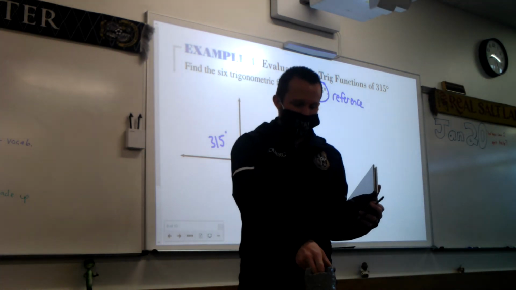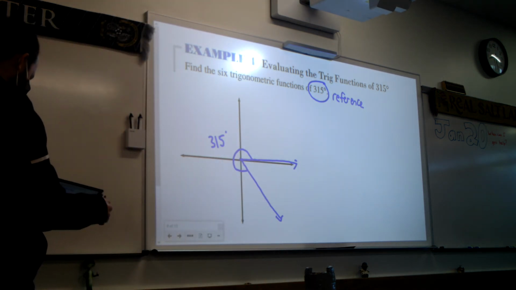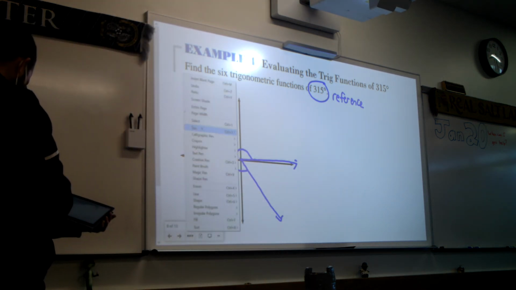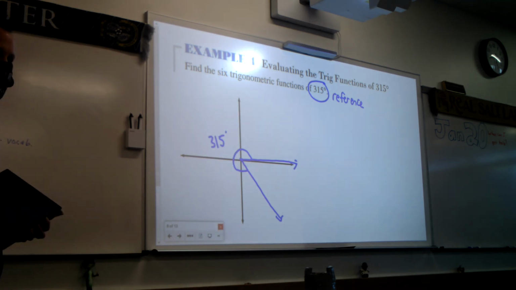Can't make a triangle out of that, so this is where we use its reference angle. So Hiram, how would you figure out the reference angle for 315? Kara told us at the start of class how to find it. You remember? We're going to go back to Kara then. Kara, what did you say for a reference angle?